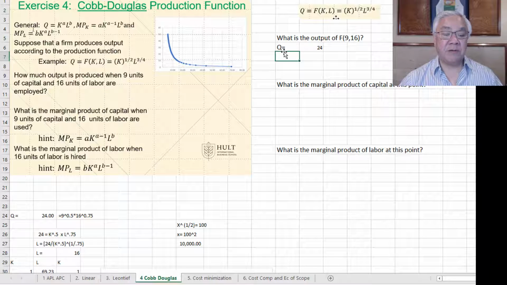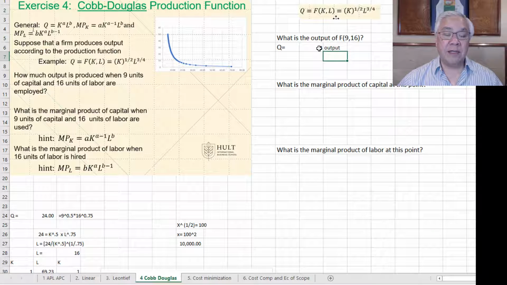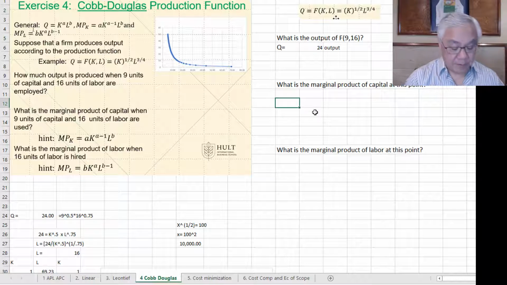And that result is 24. So this is the output. Although it looks complicated, all I'm doing is using this expression and inputting the two factors provided, which is 9 for K and 16 for L, and just letting Excel do the work for us. Next, what is the marginal product of capital?